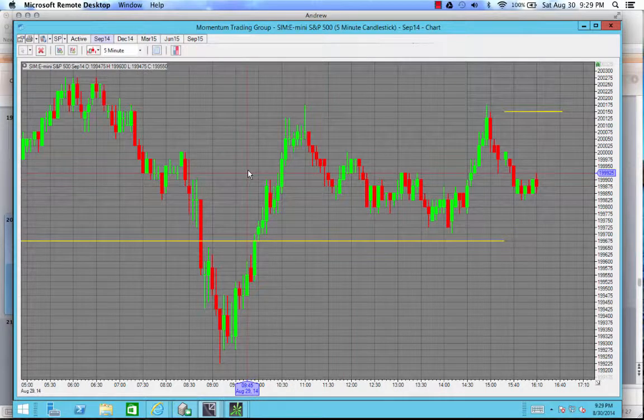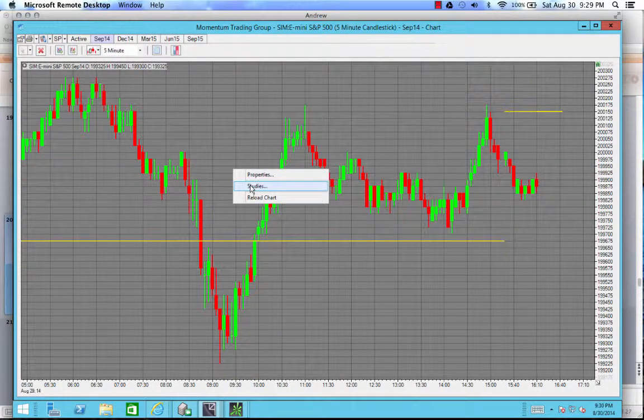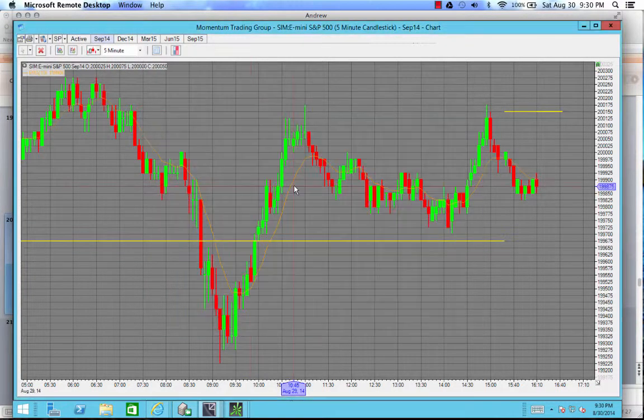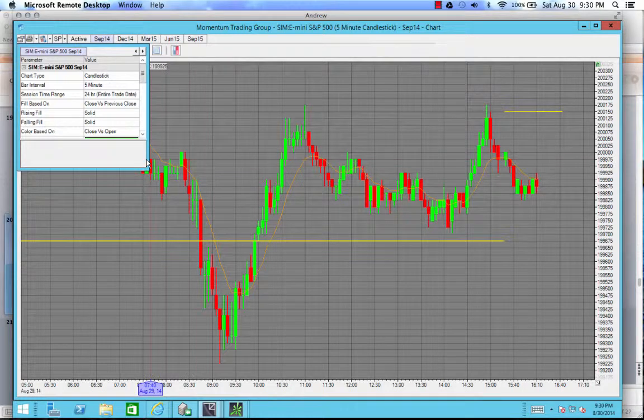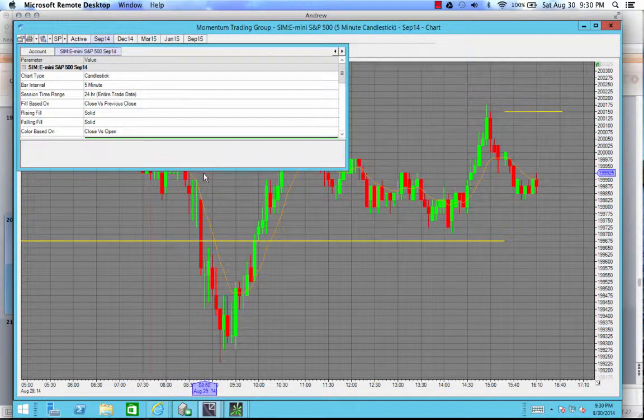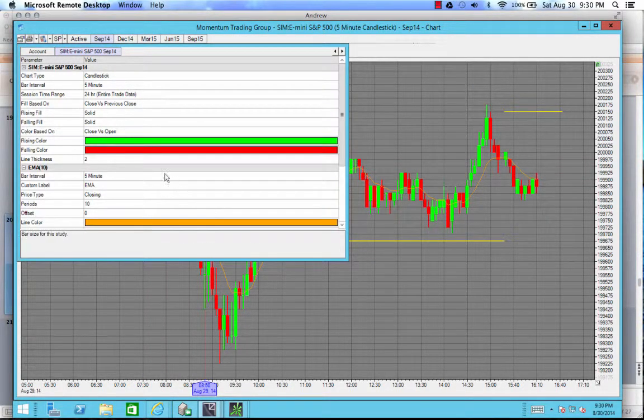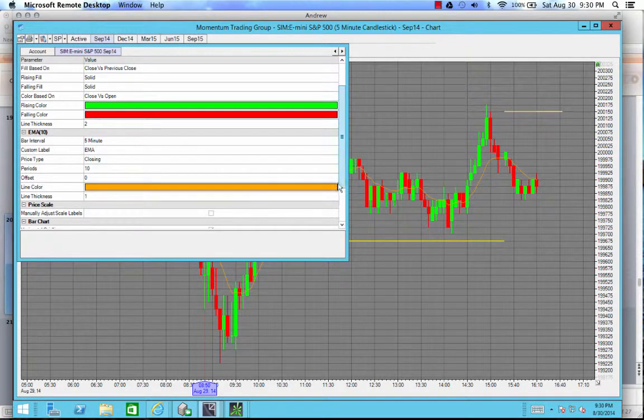Now, a couple of things that we like to use that we discussed earlier are moving averages. If we come here and we select a moving average, the first one we like to use is a 300 period moving average. Now, why the 300? There is a particular reason why we like that.